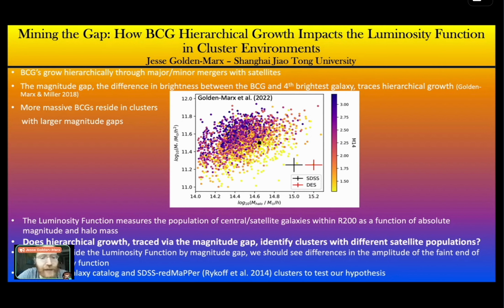Naively, we would assume that if you divide the luminosity function by magnitude gap, we would see differences in the amplitude of the faint end of the luminosity function. To test this, we use a mock galaxy catalog and the SDSS-redMaPPer clusters.